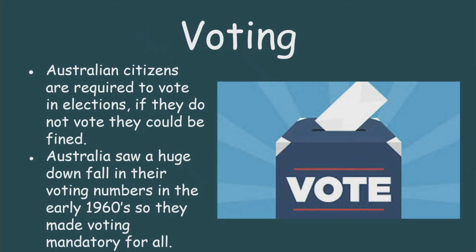So voting in Australia is a little bit different. The Australian citizens are required to vote. It is mandatory. They have to. If they do not vote, they could be fined, like a little fee that they have to pay for not voting. Australia saw a huge downfall in their voting numbers in the early 1960s, so they made voting mandatory for all. They wanted people to have their voice. They wanted those people to vote, so they made it mandatory.